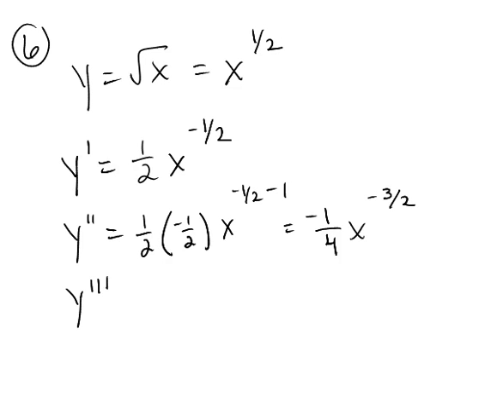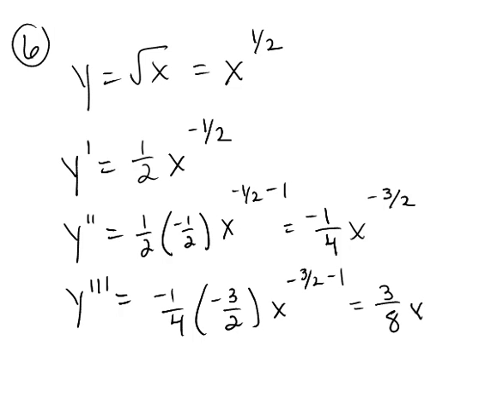So the triple prime or third derivative will be negative 1/4 times negative 3/2 x to the negative 3/2 minus 1, which is going to be 3/8 x, okay, negative 3/2 minus 1 is going to be negative 5/2. So that is the first problem, your first even problem in 3.5.